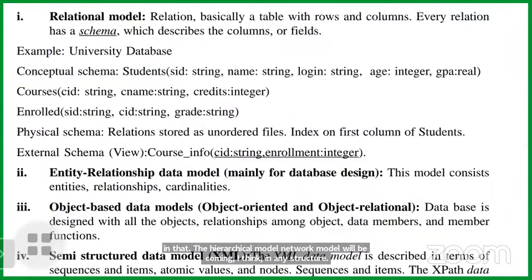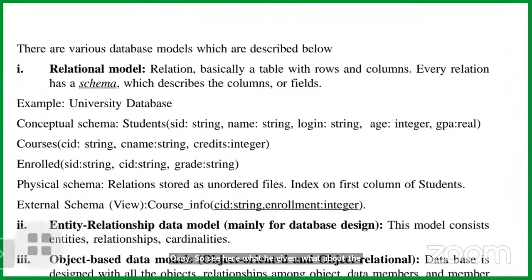What about the relational data model? A relation is nothing but a table. If you want to store data in the form of a table, the table will be in the form of rows and columns. If you store data in rows and columns, that is called a relational data model. So every relation has a schema. Schema means design.